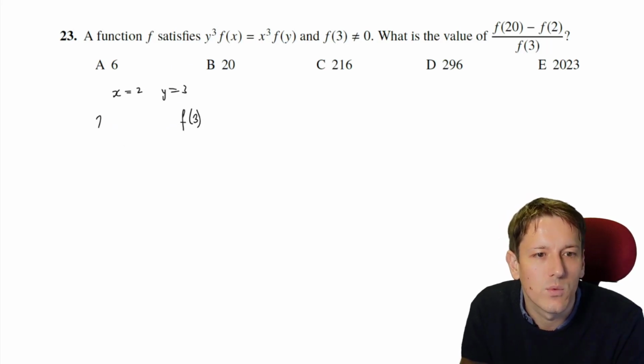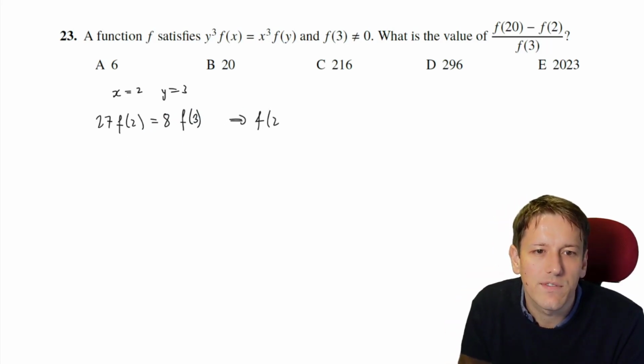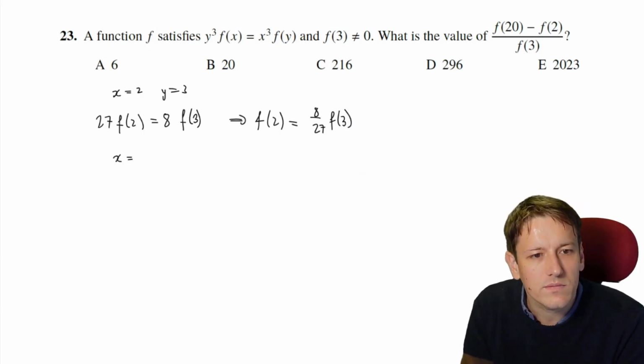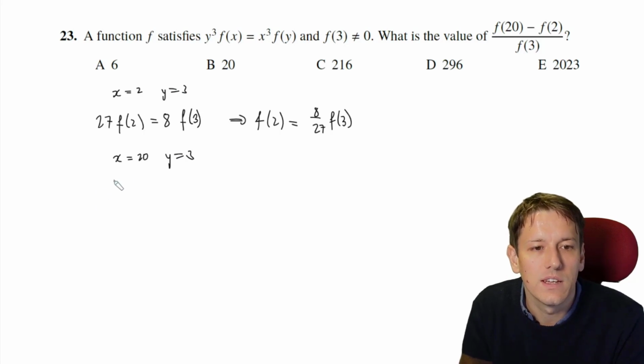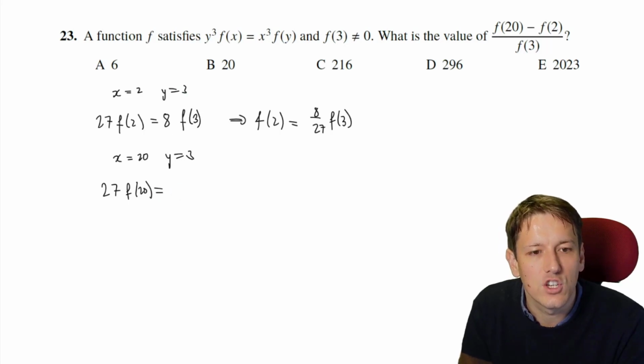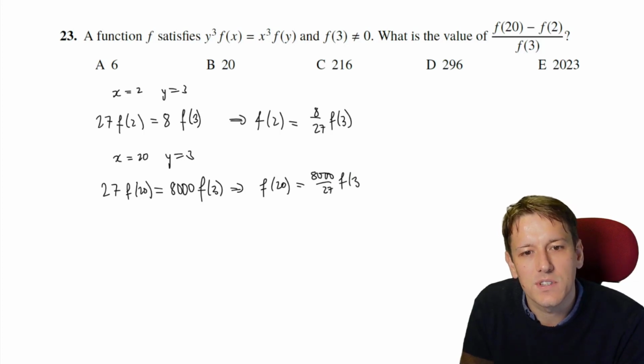Putting that in here gives me y cubed, which is 27, times f of 2 is equal to 2 cubed, which is 8, times f of 3. And the nice thing about this, you see, is that it allows me to write f of 2 is equal to 8 27ths times f of 3. And now when you think about this, this is going to be helpful. Because if I also do x equals 20 and y equals 3, that would tell me that 27 times f of 20 is 20 cubed, which is 8,000, times f of 3, and that would give me that f of 20 is equal to 8,000 over 27 times f of 3.